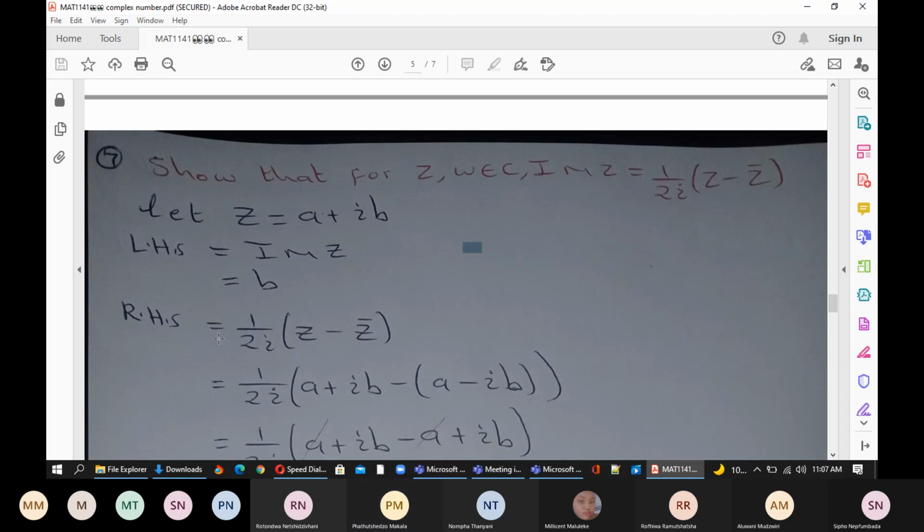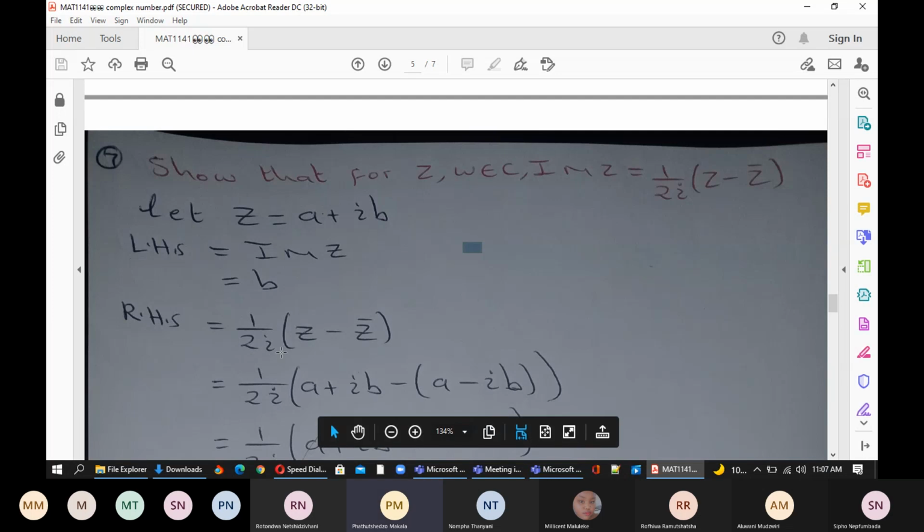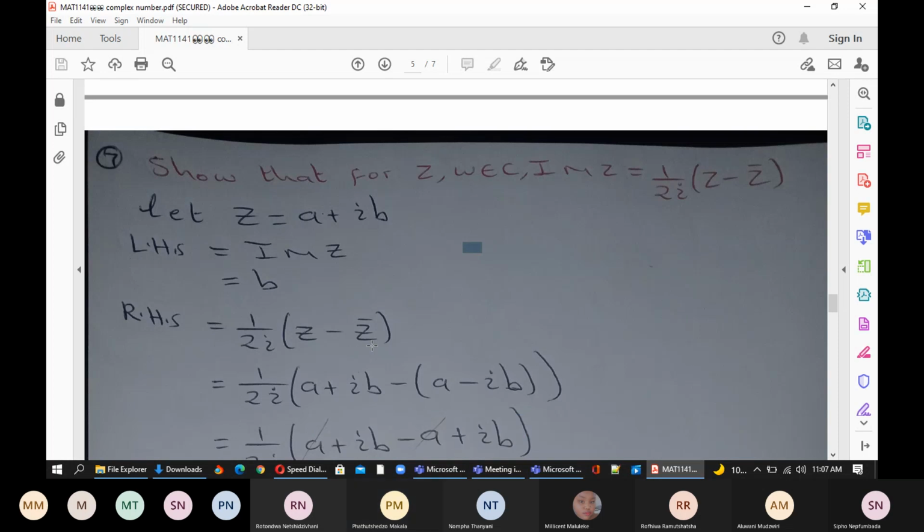So now, our right-hand side is equal to 1 over 2i into z minus the conjugate of z. Now we substitute. So we have 1 over 2i into a plus ib minus, when they say conjugate of z, we change the sign. But remember, we only change the imaginary part. Are we together? So now it's negative into a minus ib, close.